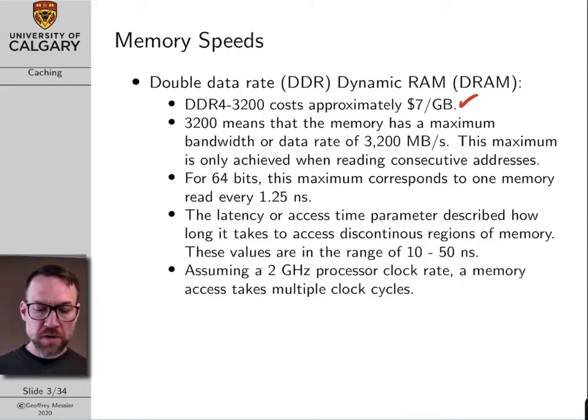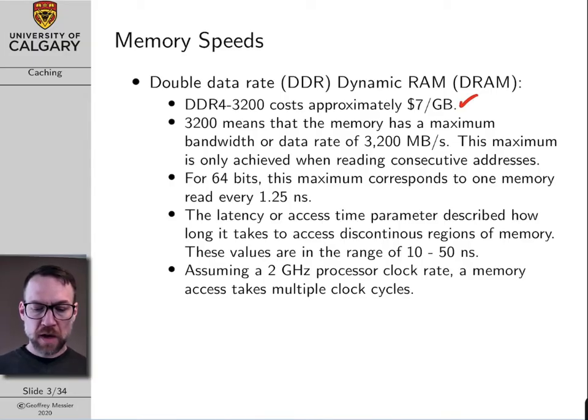And the 3200 means that the memory has a maximum bandwidth or data rate of 3200 megabytes per second. This is basically the rate at which you can pull bytes off of the memory or write them to the memory. And you achieve this maximum data rate only if you're clipping through consecutive addresses, so if you are pulling bytes out of addresses that follow one after the other in memory. You tend to do a lot worse if you're hopping around a bunch of different addresses.